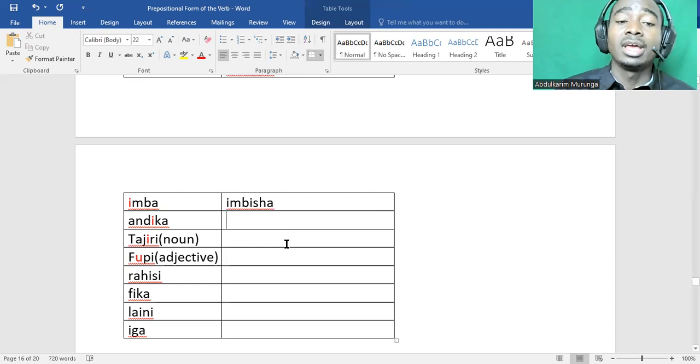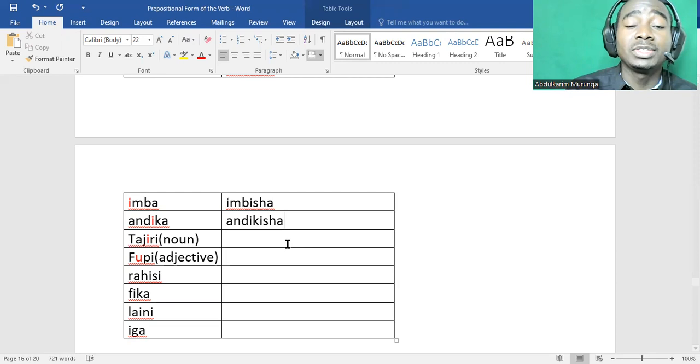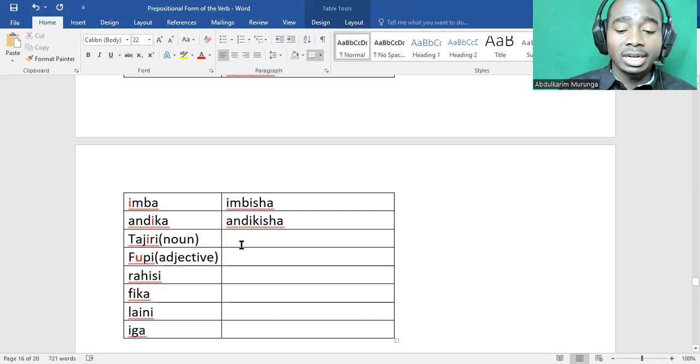Andika, andikisha. Andikisha means to make someone to write, but generally we use it to mean to register someone. Normally we say there is a list, you need to write your name there. So someone is telling you, andika jina lako. So that person is registering you. It can either be the person is telling you to write your name there, or the person telling you to give the name, then the person writing in the computer. So andikisha, to register, okay?